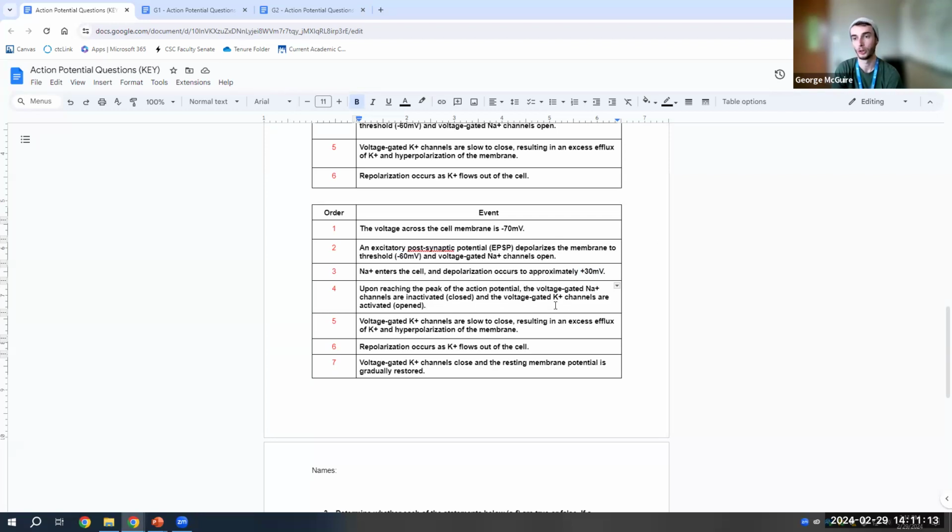So now no more sodium is coming in, or at least not a substantial amount of sodium is coming in, and a whole bunch of potassium is flooding out of the cell. So the charge is going to start becoming negative again. These channels are really slow to close. So even once they pass that -70 millivolts, they are going to continue to send potassium out of the cell until eventually they do completely close. But that's what causes that hyperpolarization.